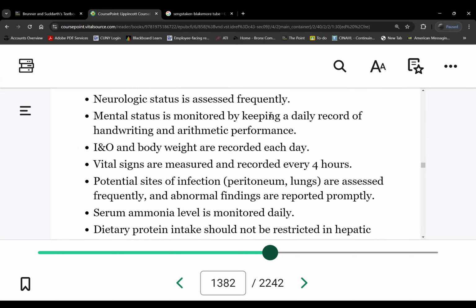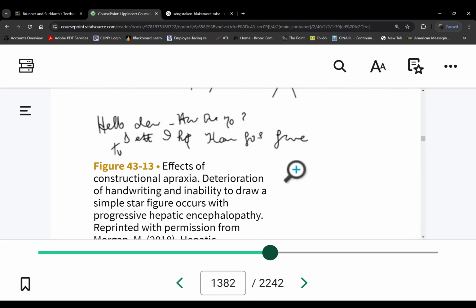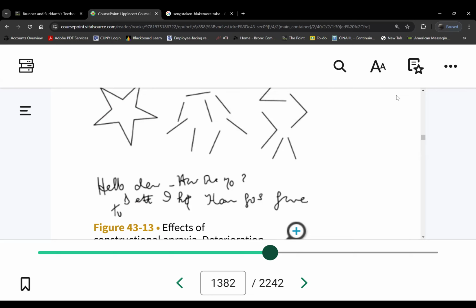And while on therapy for lactulose or the antibiotics, these are your monitoring. So neurologic status, right? Mental status of the patient. The handwriting, remember that figure earlier? Instead of making a star, that's how they draw a star now. And that's their handwriting. So that's how you tell how bad the encephalopathy is.